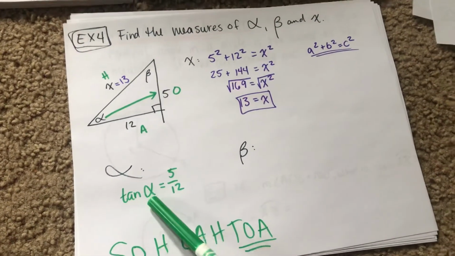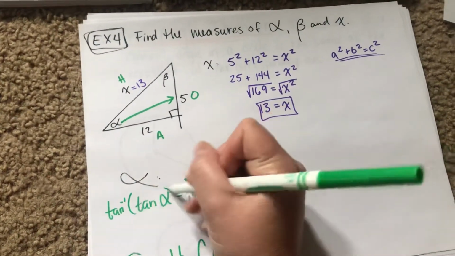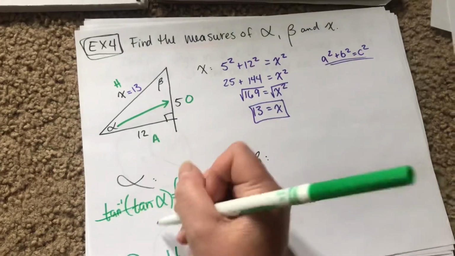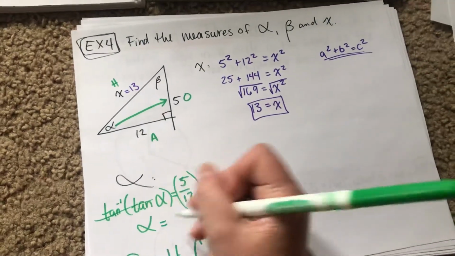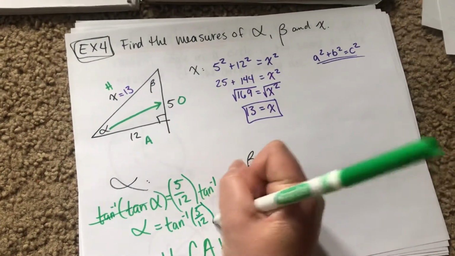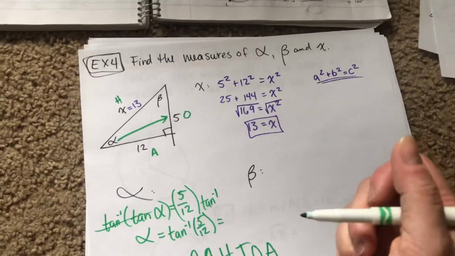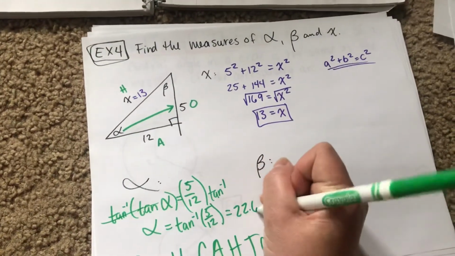Now I want to get alpha by itself. So I'm going to use the tangent inverse to get rid of tangent and leave you with alpha. And what I do to one side, I have to do to the other. So I'm left with alpha equals the tangent inverse of 5 over 12. And if I type that in my calculator, again, make sure you're in degree mode, you end up with 22.6 degrees.